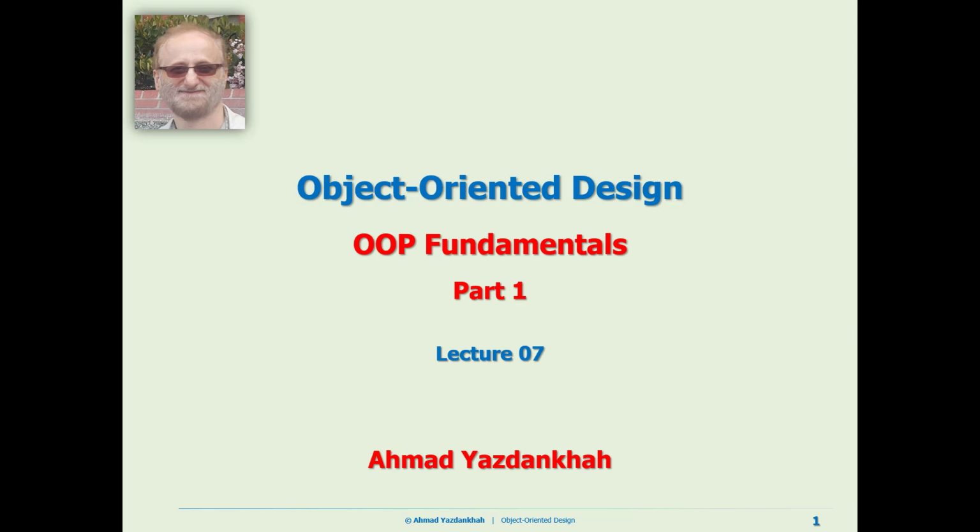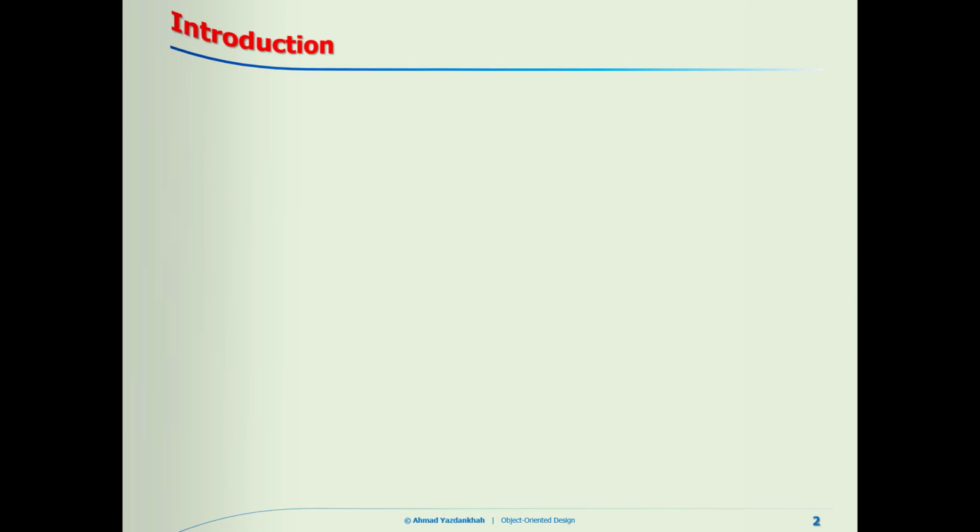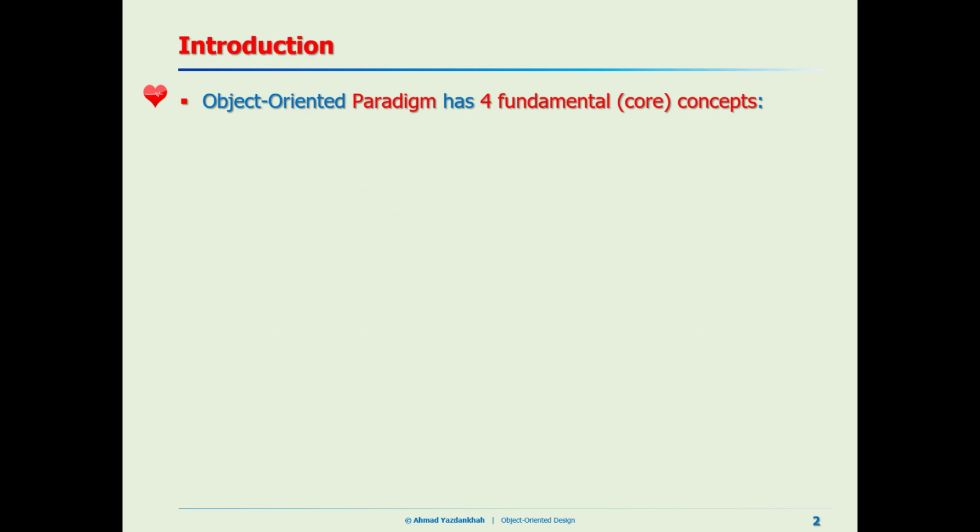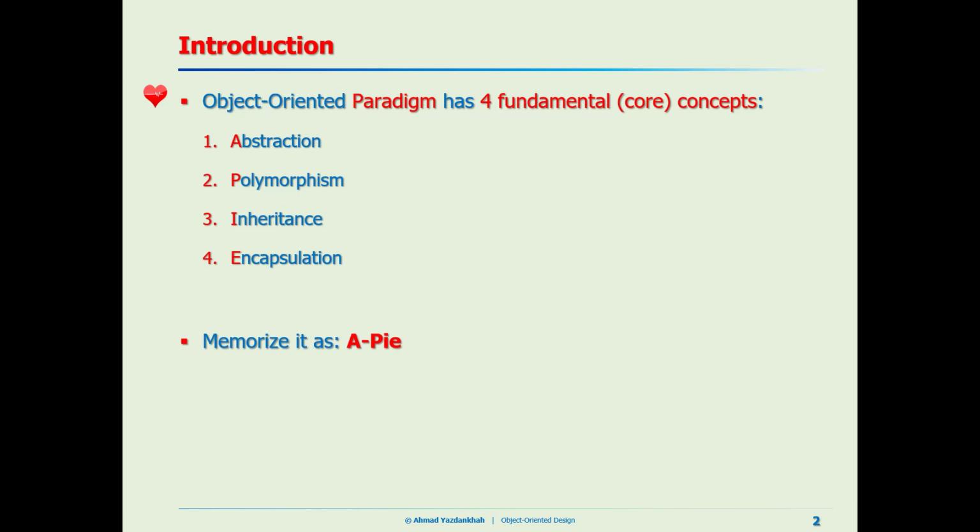Hey guys, in this lecture we are going to start a new topic, OOP fundamentals. The object-oriented paradigm has four fundamental or core concepts: abstraction, polymorphism, inheritance, and encapsulation. And we can memorize it as A PIE. So A PIE, all right?